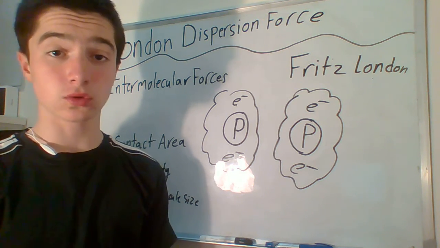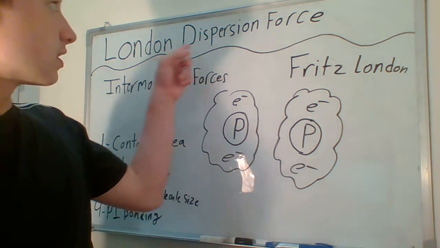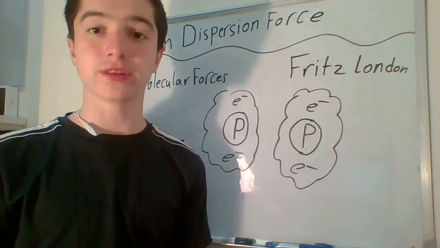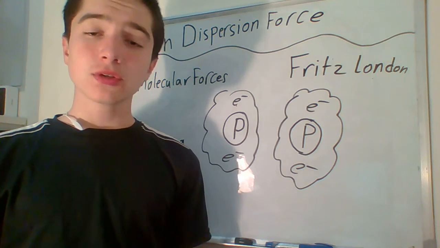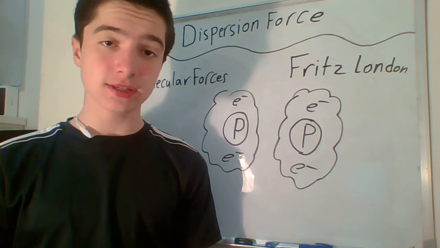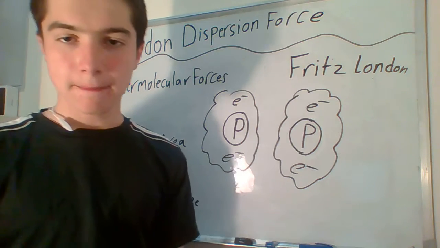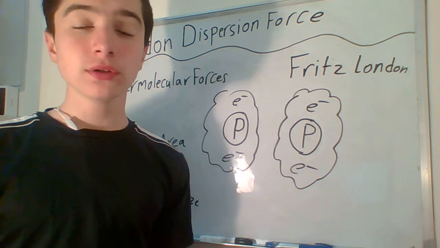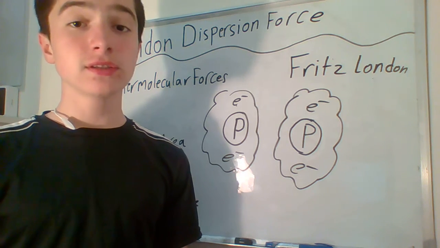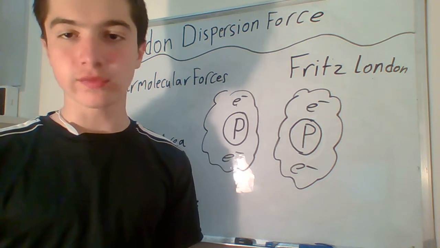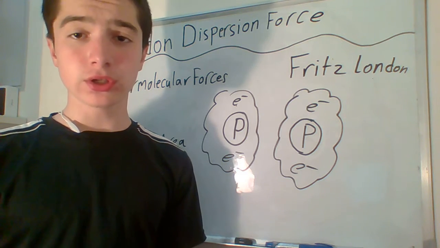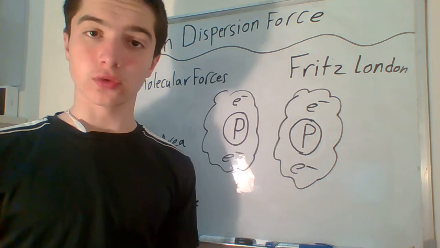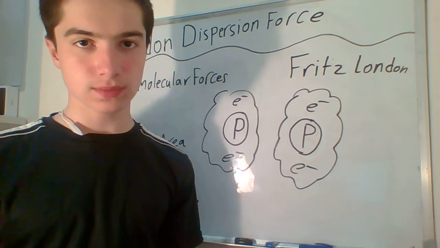Hi, in this lesson I'm going to talk about London dispersion force. Now, who's the scientist who discovered the force? Well, it was the German theoretical physicist Fritz London. Now, what is that force? Well, London dispersion force is an intermolecular force, which is a weak force. It occurs between molecules and atoms, and it is weak, as we said, and doesn't occur for long terms. It occurs for short terms.